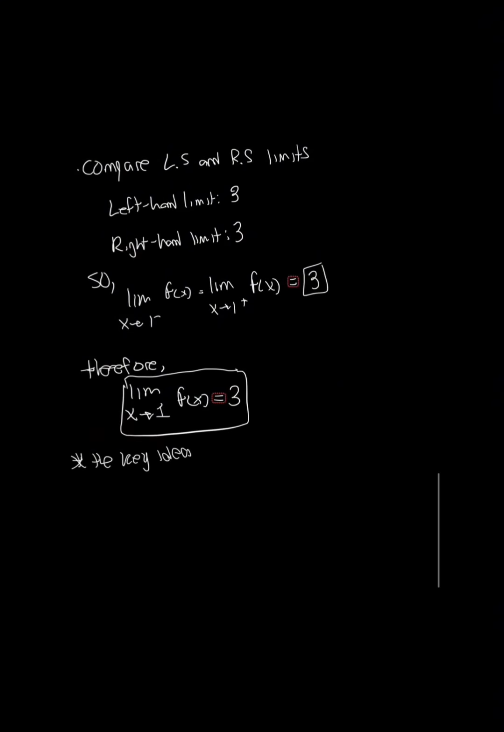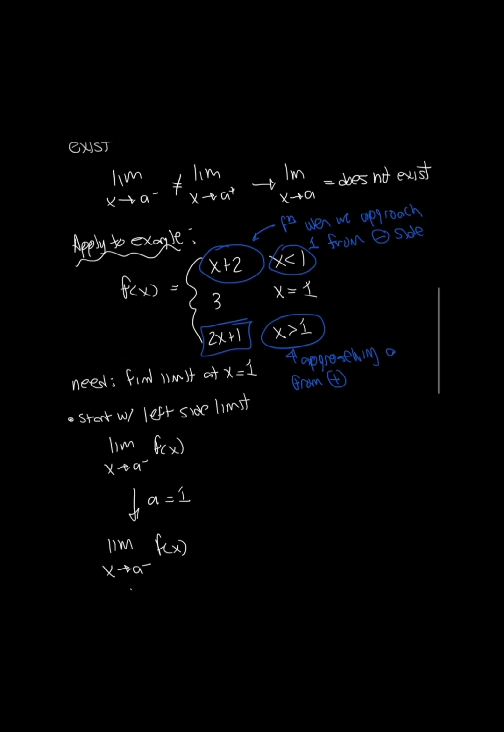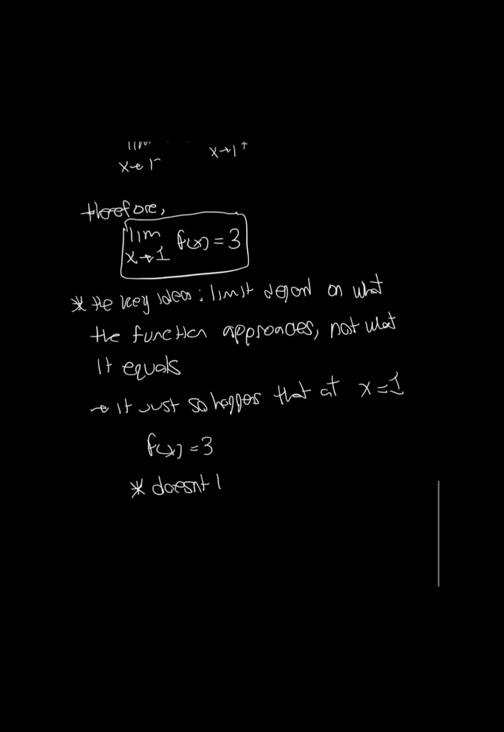And the key idea is the limit depends on what the function approaches, not what it's equal to. It just so happens that in this case, when x equals 1, f of x equals 3 in our piecewise function, but it doesn't have to. The limit can still be 3, and f of x at 1 is not equal to 3.